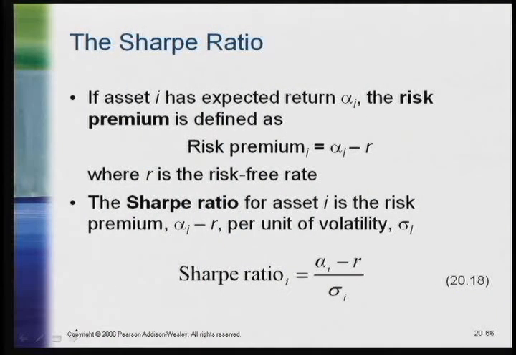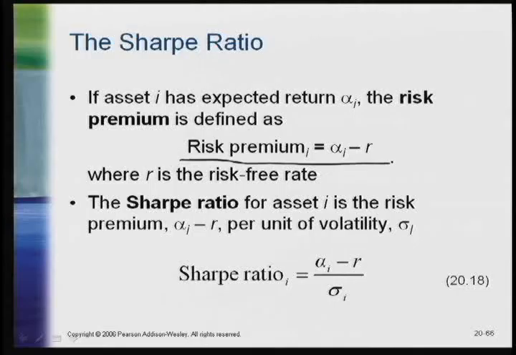Let's recall a few definitions. If we have an asset with an expected return of alpha, the risk premium is the excess of alpha over the risk-free rate. So here R is the risk-free rate, and the risk premium is always defined as the excess of the expected return over R. The Sharpe ratio is then defined as the ratio of the risk premium to the standard deviation.